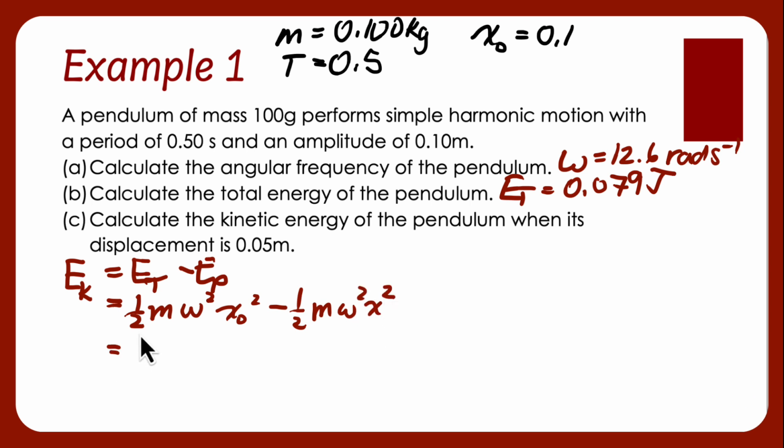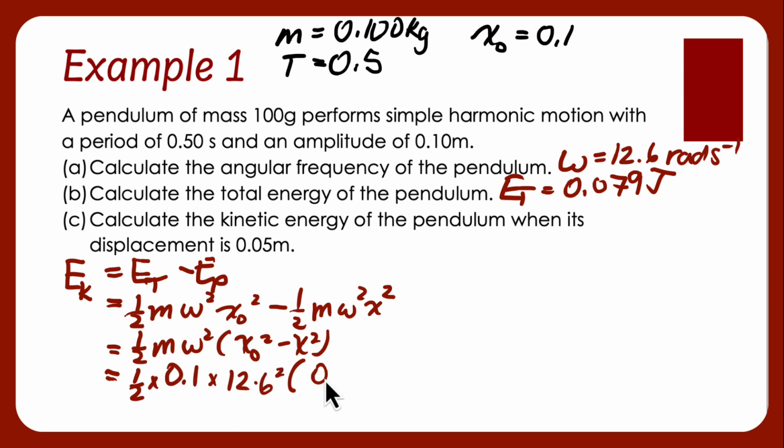Now let me just collect some like terms so I don't have to do as much substitution. We have 1/2 m omega squared is common to both, and then I just have x naught squared minus x squared. And if I substitute in my values, picking up my handy-dandy calculator, I get 0.060 joules.